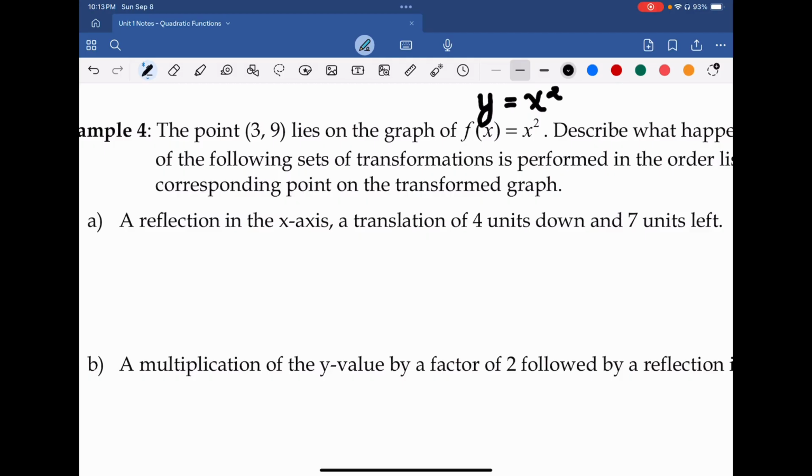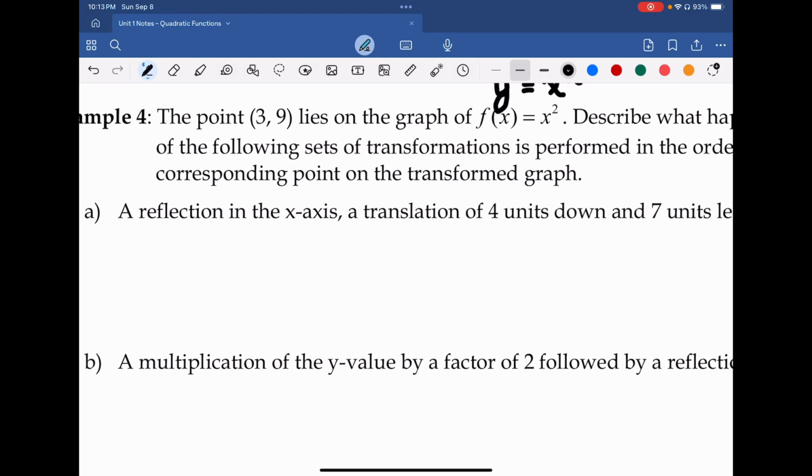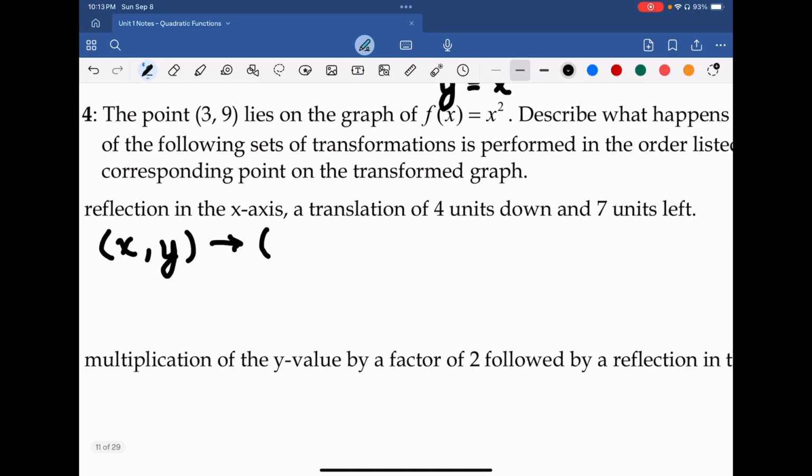Now, what this is going to do for us is the following. We look at this and we're like, okay, we want to take whatever the original point is on the original graph and map it or transform it to be this new point. What is the new point? Well, let's see what happens with the x value first and foremost. If there's a reflection in the x-axis, then the negative is going to go on the y, so we don't need to worry about that happening to the x. The translation of 7 units left, we can report this as the following: x minus 7.